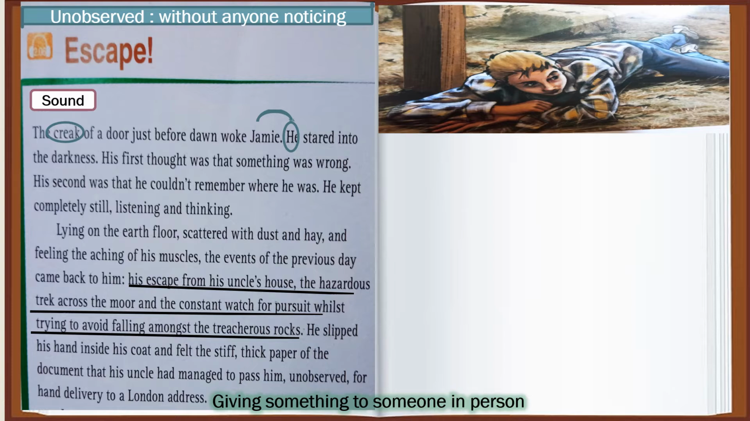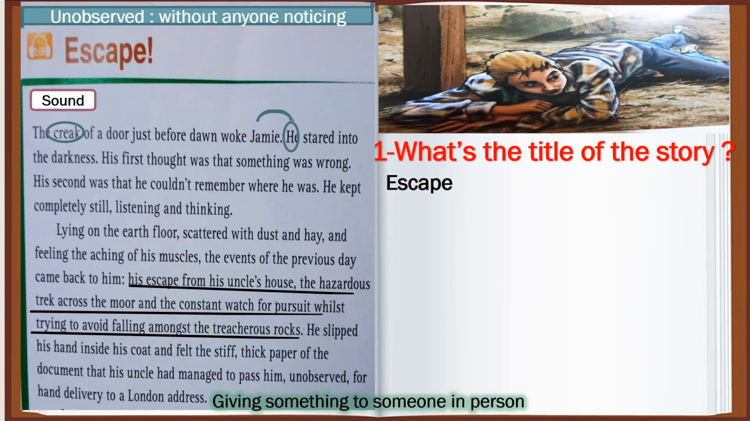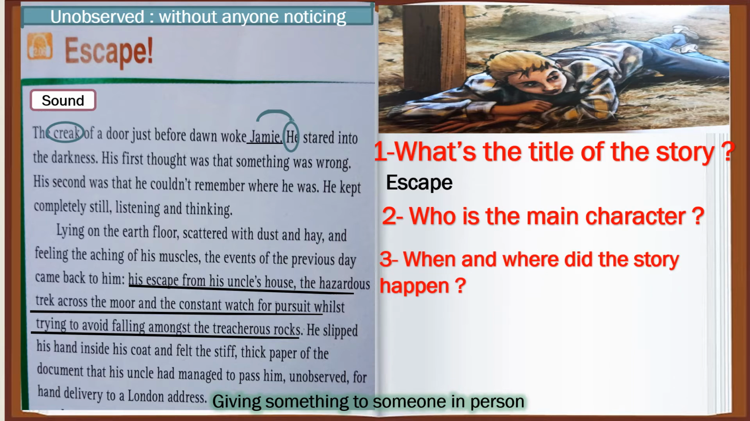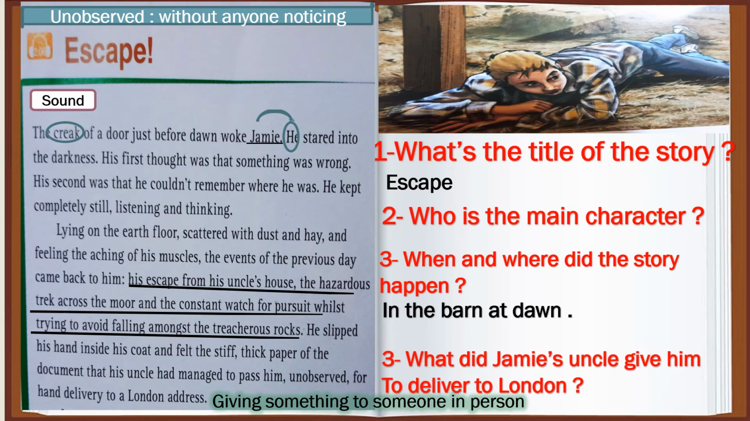Okay, so if I ask you again, what is the title of this story? Excellent. Escape. Who is the main character in this story? Excellent, Jamie. Then, when and where did the story happen? يعني give me the setting of this story. Excellent. In the barn at dawn. The last question, what did Jamie's uncle give him to deliver to London? What did he give him? Excellent. He gave him a document.